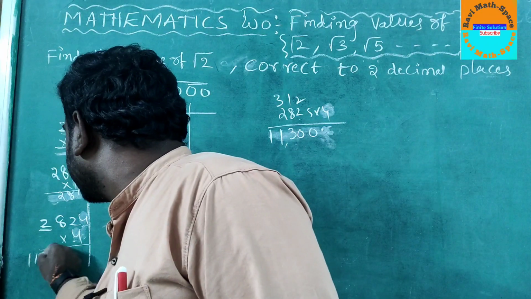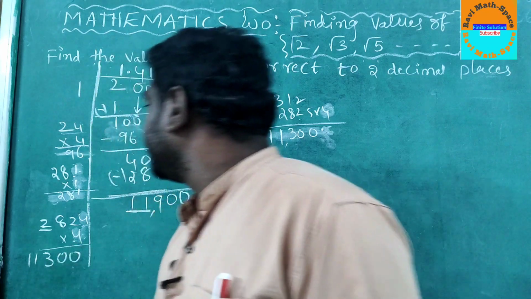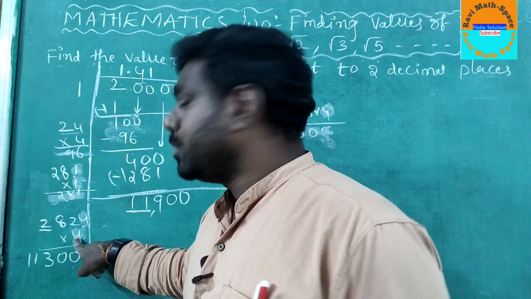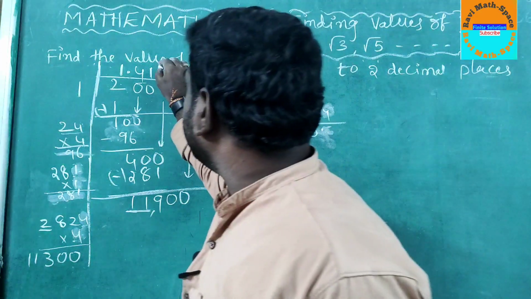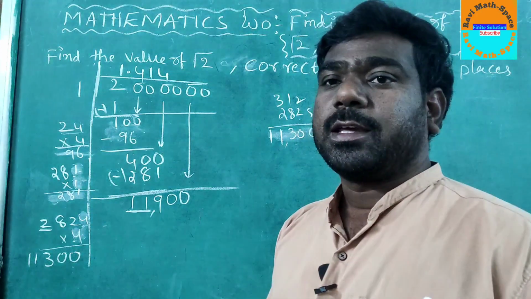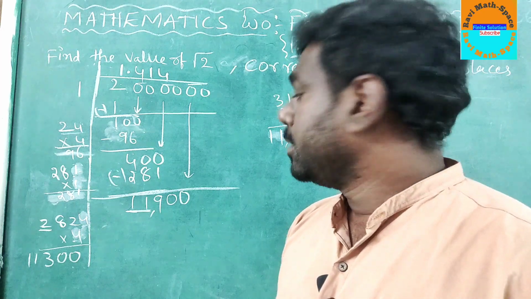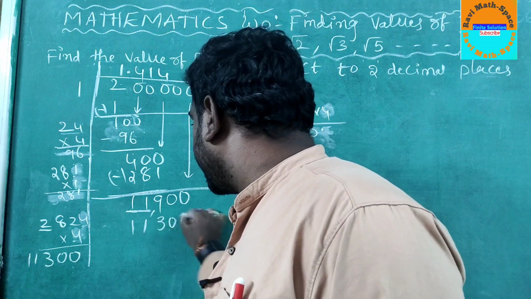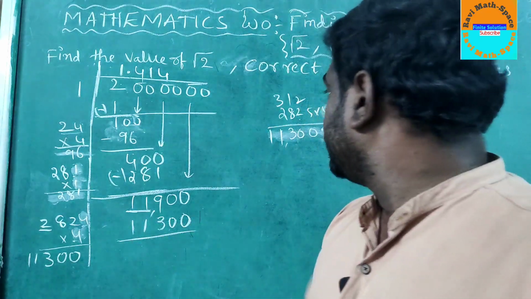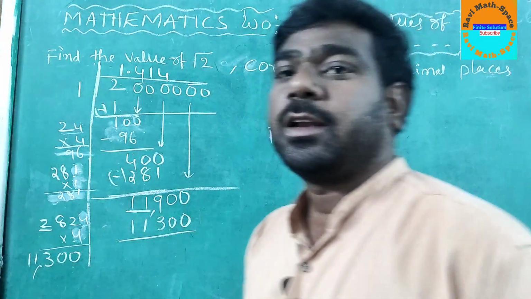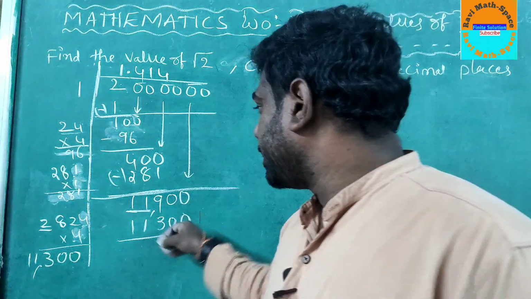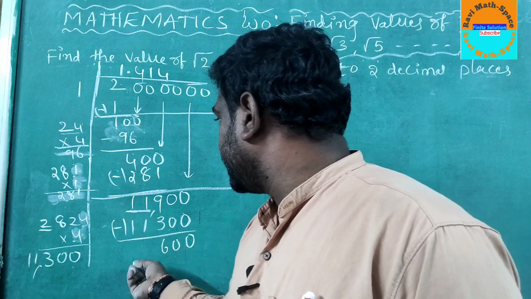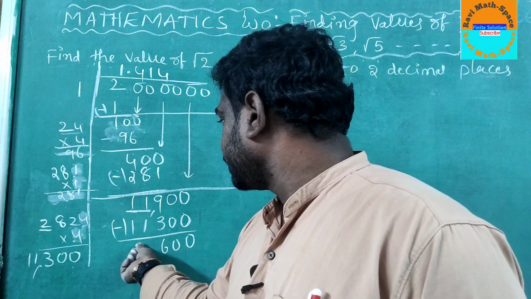Yes, 11,300. Now which square is suitable? 4 there, na? Now 4 here keep. Understand here? So 11,300. Now subtract here. We'll get the 600.